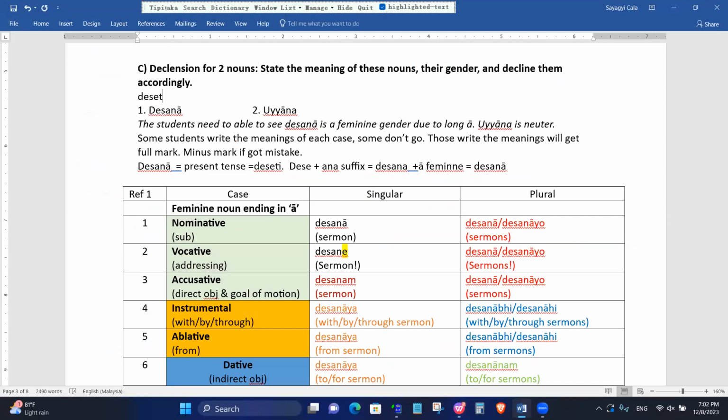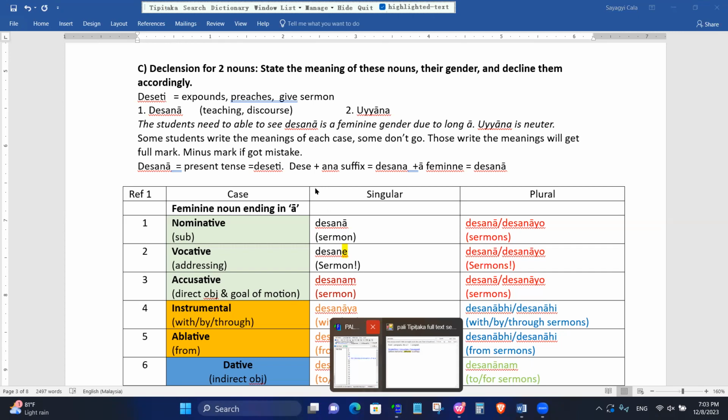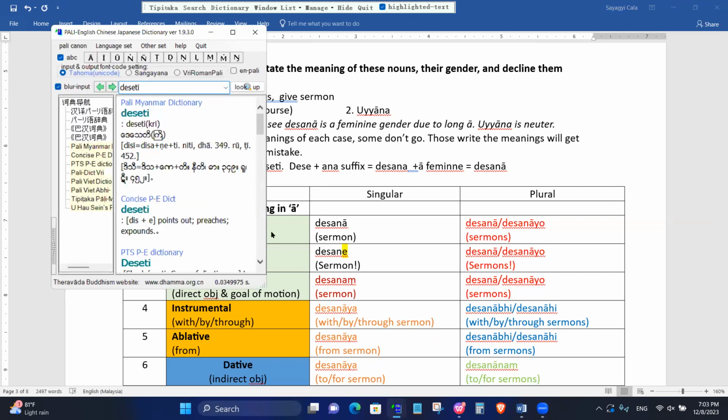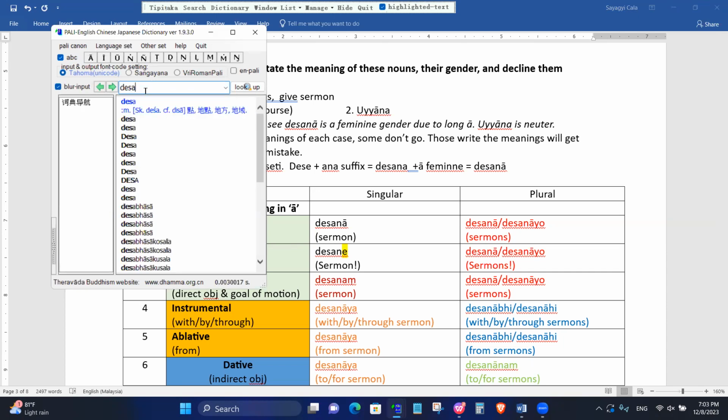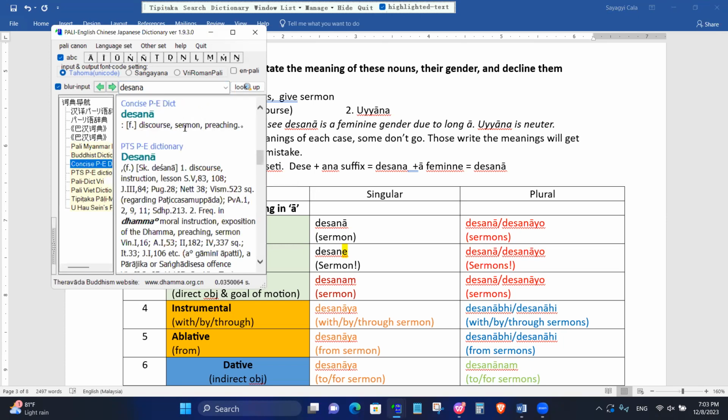So you already studied desati. So desati means expound, preach, okay. So if you know the sermon meaning, then desana is sermon. Give a sermon, like give Dhamma, right, okay. Then the meaning of desana is, sometimes desana means like the Buddha's teaching also can, right? Discourse, yeah, discourse also can, all right? So preaching, teaching, yes. Preaching, yes, okay. So you take the meaning of desati, yeah? So, okay. Preach, expound, all right? So desana will be discourse, sermon, preaching, all right? So either of these.